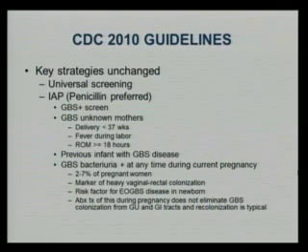So we're giving IAP if moms have a positive GBS screen, if moms are GBS unknown and deliver preterm, have fever during labor, or prolonged rupture of membranes, for a previous infant with GBS disease, and for a mother with GBS bacteriuria at any time during her current pregnancy. This GBS bacteriuria is in about 2 to 7% of pregnant women.